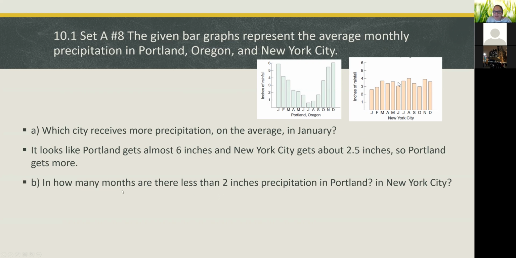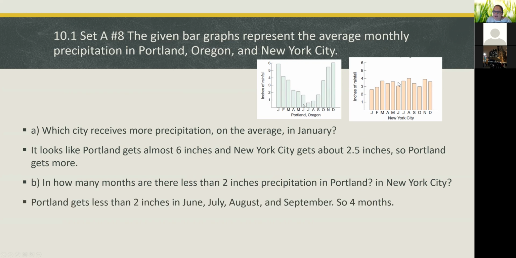Next, in how many months are there less than 2 inches of precipitation in Portland and in New York City? So basically, we're thinking about making a horizontal line at 2 inches and seeing how many months are below that. And I think for Portland, there's 4 months. So in June, July, August, and September, Portland gets less than 2 inches. And New York City never gets less than 2 inches.